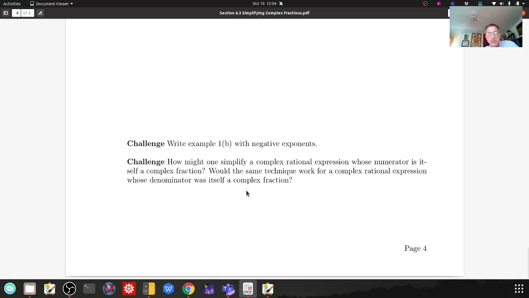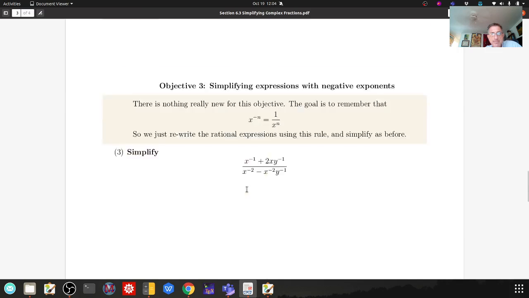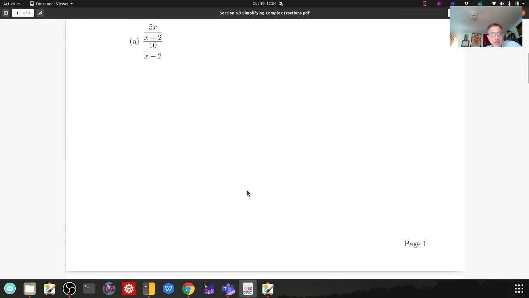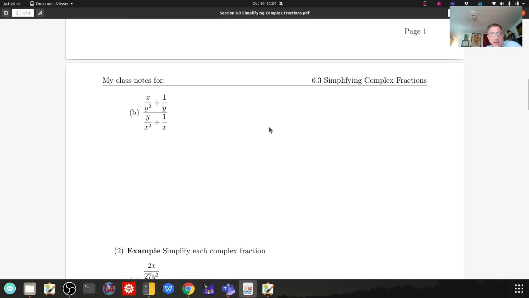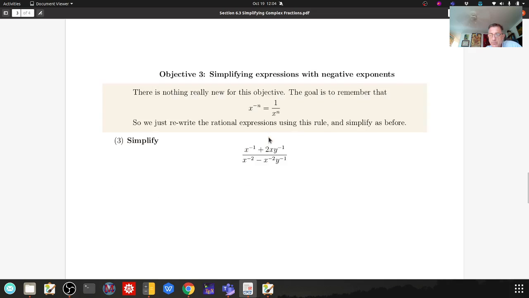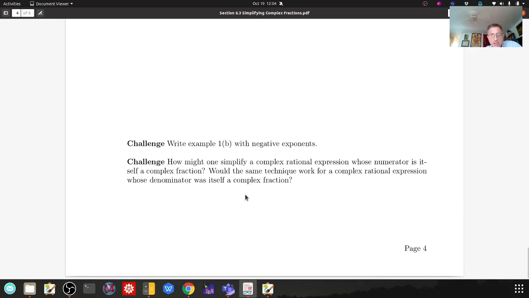Challenge, 2 challenges. Write example 1b with negative exponents. So which one is 1b? It's this one right here. Write it with negative exponents. Second challenge, how might one simplify a complex rational expression whose numerator is itself a complex fraction? Would the same technique work for a complex rational expression whose denominator was itself a complex fraction?